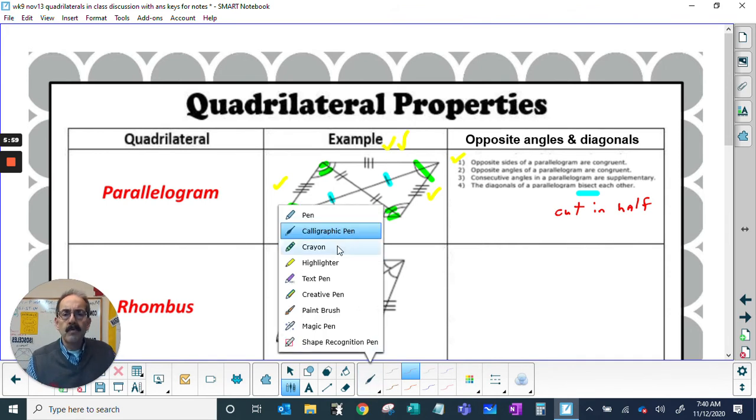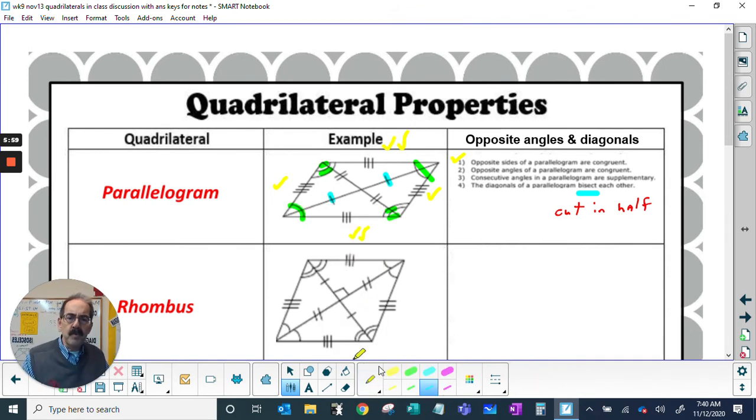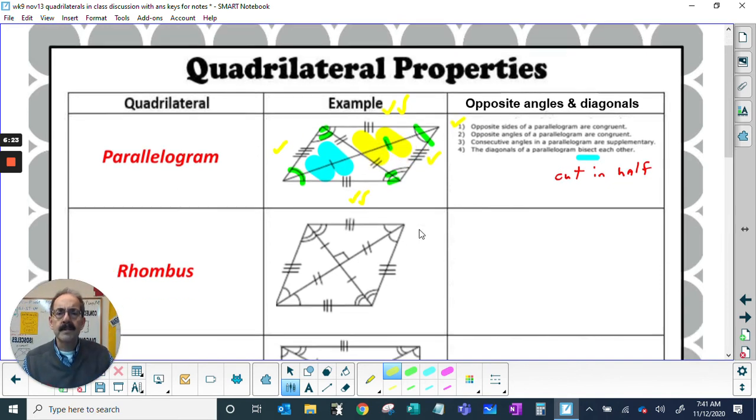I also want you to think, because next week and the week after, we start focusing on these triangles we created. Okay? How is that large triangle related to that triangle? Are they reflections? Are they rotations? Can we say anything there? All right, let's go to the next one.